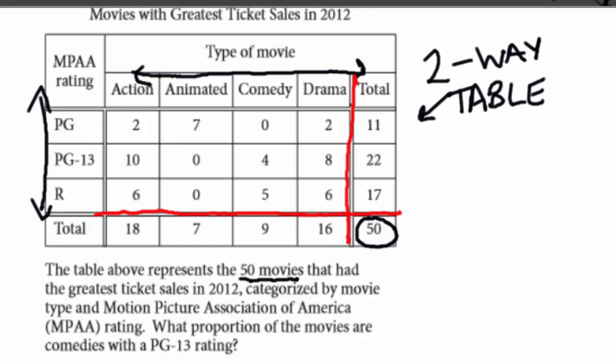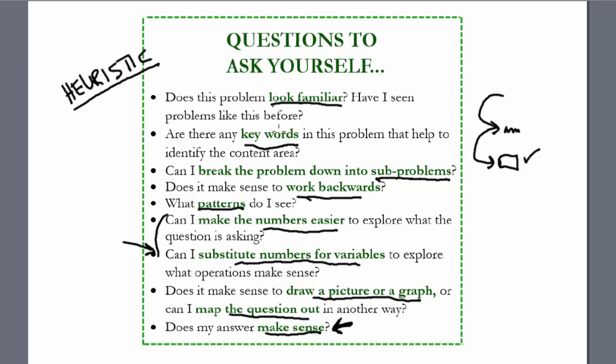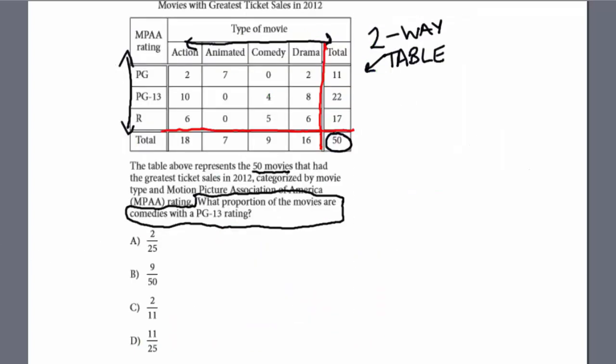Okay. All right, so then it says categorized by movie type and Motion Picture Association of America rating. So who cares about that, right? That's filler. That's not important. Okay, what's our question? What proportion of the movies are comedies with a PG-13 rating? So this is our question. What are some keywords? Yeah, I got a keyword right here: proportion. That is a key word.